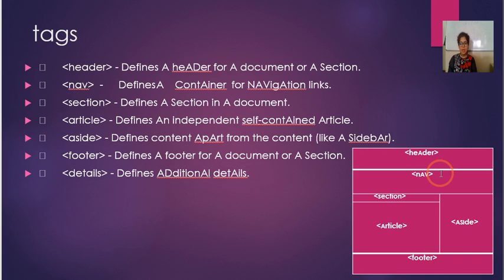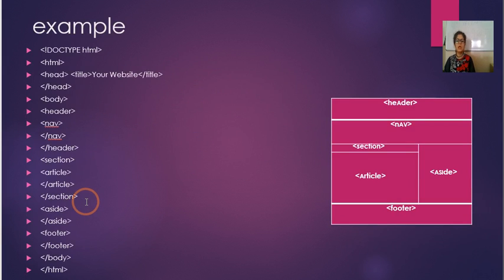Now I have taken one example of how you have to write these tags inside an HTML document, if you want to create any web page of this style. So I will show you by taking an example how you have to write this code in HTML. So let's start with this. This is the example. Let's suppose students, we have to create this type of web page. We want to write something in the header, navigational links, section, article, aside and footer.